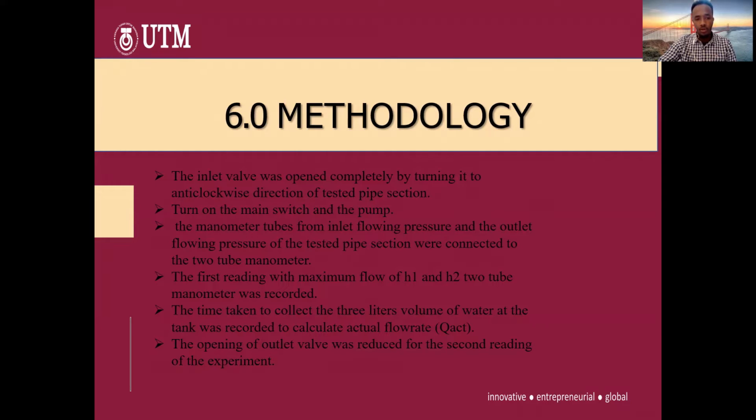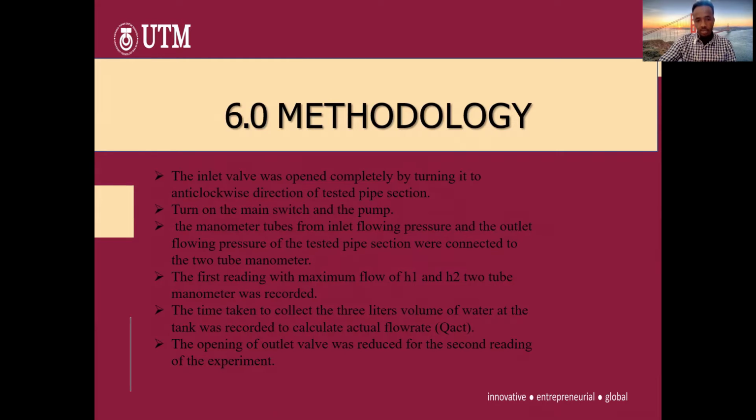Regarding the methodology of this experiment, we need to open the inlet valve completely by turning it anti-clockwise for the tested pipe section. Also, we need to turn on the main switch and the pump. The manometer tubes from the inlet flowing pressure and the outlet flowing pressure of the tested pipe sections were connected to the two-tube manometers. The first reading with a maximum flow of H1 and H2 on the two-tube manometers was recorded.